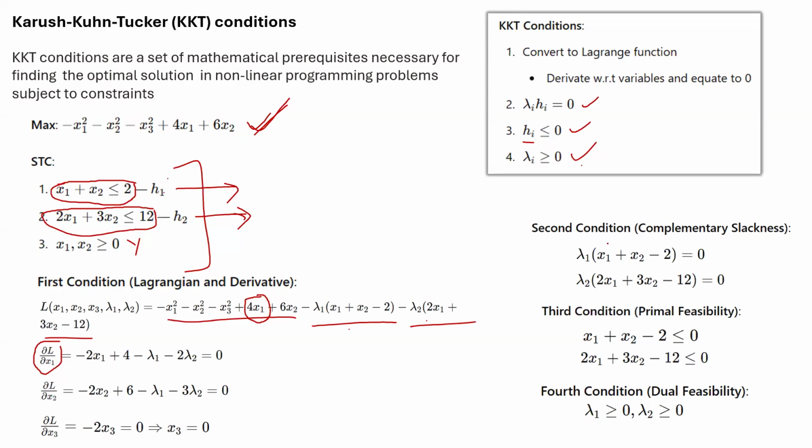The third KKT condition says the constraint is always less than or equal to 0. And the fourth condition says alpha 1 is greater than or equal to 0, and alpha 2 is also greater than or equal to 0. Now using these conditions, we will try to find out the values for x1 and x2. It's just like a sample mathematical equation that we are going to solve now. We are not going to solve anything beyond that.